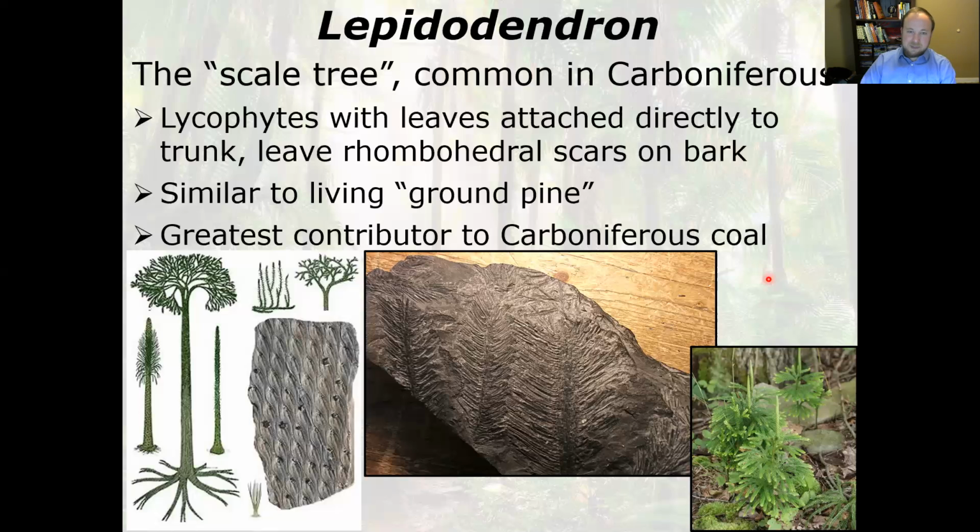So most of the coal that we burn, though, is Lepidodendron, and it's very similar to the living ground pine. This is an example of ground pine, kind of stocky, and it looks superficially like pine. It's not a true conifer, but it resembles it. People like using them in Christmas wreaths and things like that.